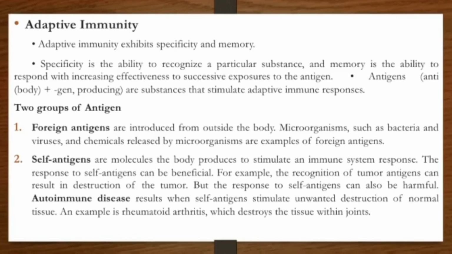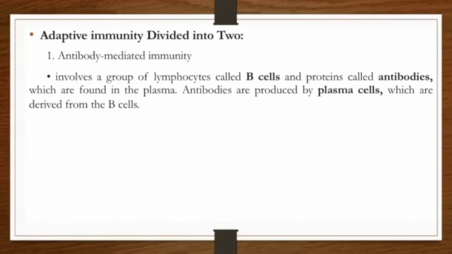Second, immunity is adaptive immunity. Adaptive immunity exhibits specificity and memory. There are two groups of antigen. Foreign antigens are introduced from outside the body, while self-antigens are molecules the body produces to stimulate an immune system response. Adaptive immunity is divided into two.